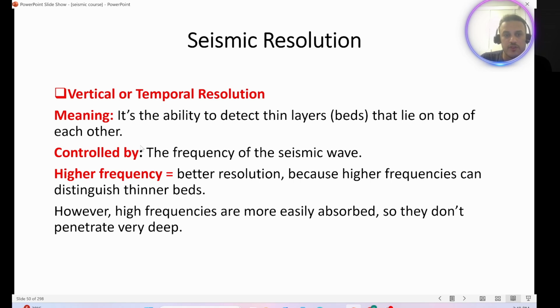The vertical resolution is controlled by the frequency. The higher the frequency, the better the resolution, because high frequency can detect the thin layers. But the problem with high frequency is that it will be highly absorbed by the rock particles, so it will not be transferred deeper in depth.